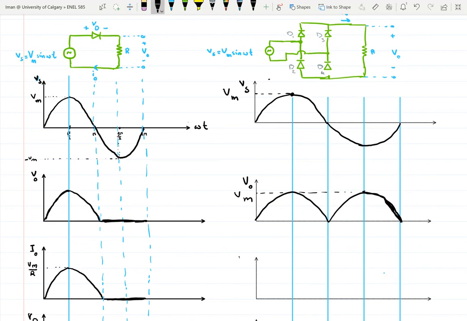Okay, so V out, now here we want to see I out. I out would have the same kind of characteristics as V out because the load is a resistive load.